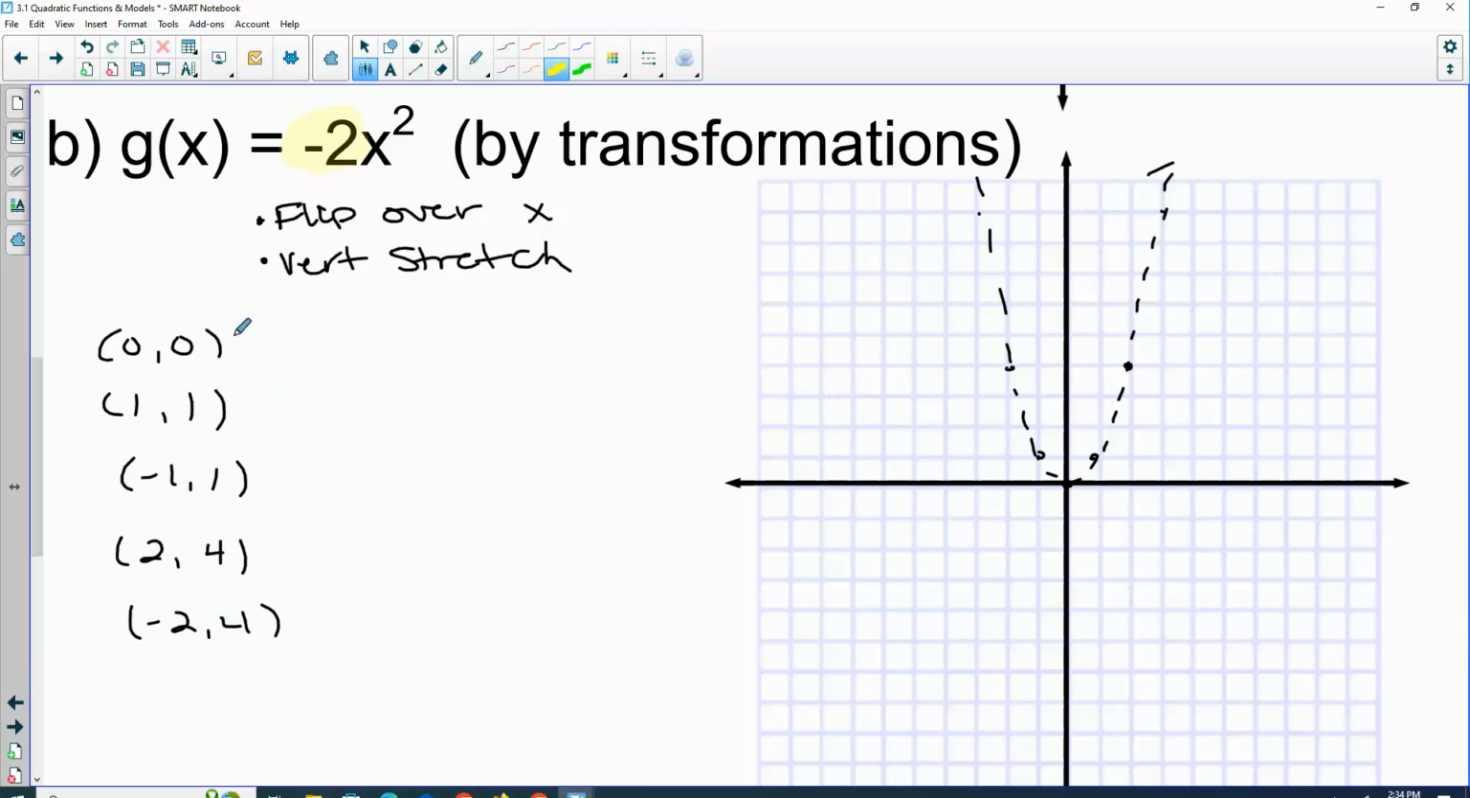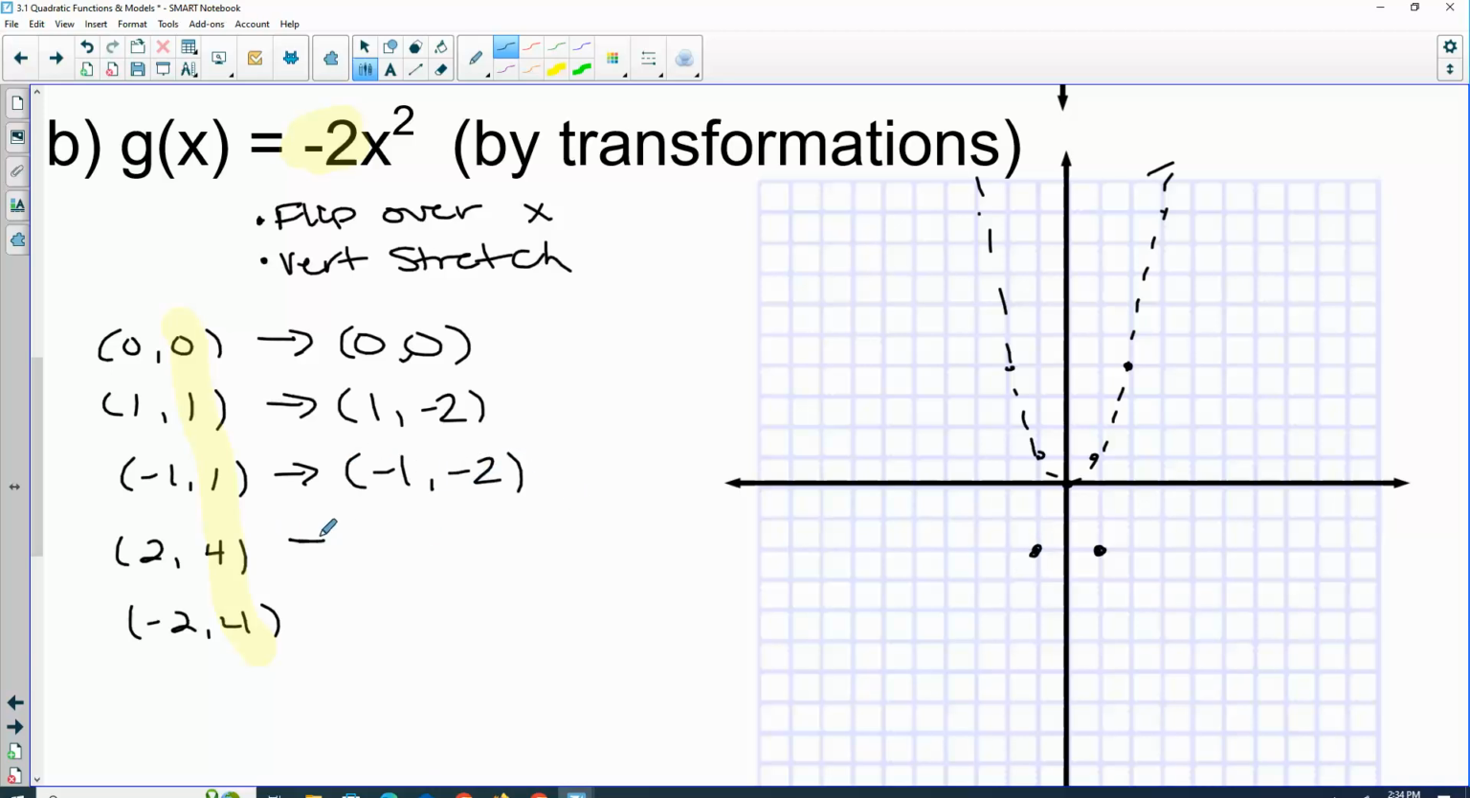This in front changes y and it does what it says. So it says take your y times negative 2. So we still have 0, 0. 1, negative 2. Negative 1, negative 2. 2, negative 8.